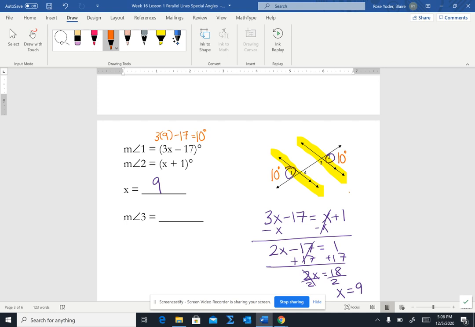So it didn't ask us for angle 1 or angle 2, though. It asked us for angle 3, which is next to angle 2, which means those angles are sups. So I want to go 180 minus 10, and I'm left with 170. I know that's a huge angle. Angle 3 doesn't look like 170. It's not drawn to scale.